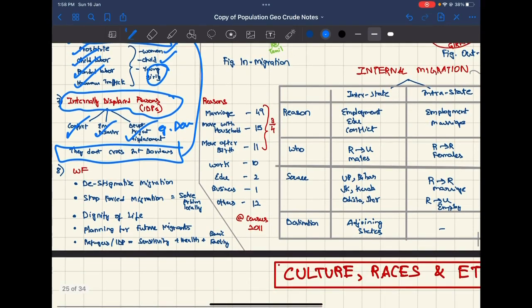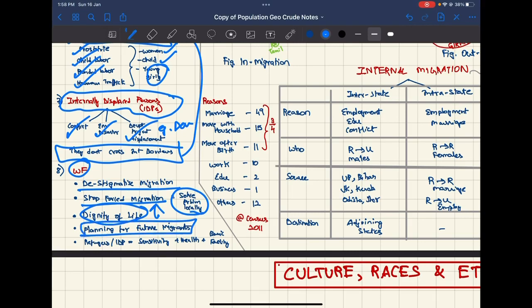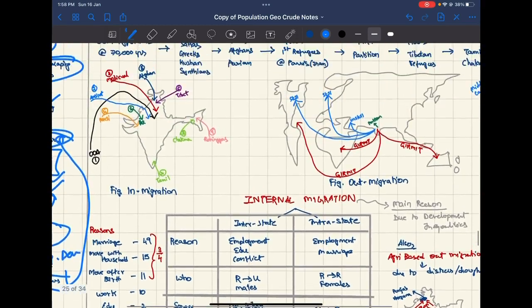Now, the way forward suggested by this report is the need to destigmatize migration, stop forced migration, solve the problem locally, improve the dignity of life of the migrants, and plan for future migrants, especially in countries bordering conflict areas, and for refugees and IDPs, internally displaced persons. Government offices need to be sensitized. Their health infrastructure should be better. At least provide them basic facilities.